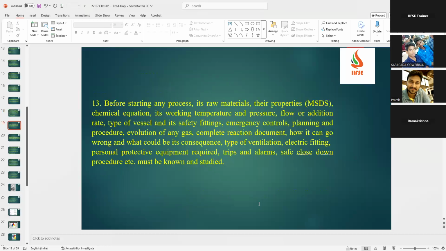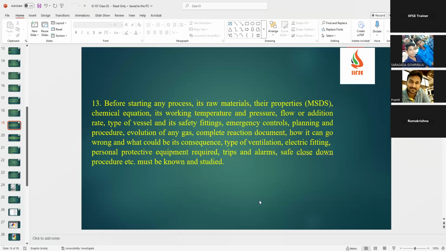Then before starting any process, you need its raw materials, their properties like MSDS, chemical equations, working temperature and pressure, flow or addition rate, type of vessel and its safety fittings, emergency controls, planning and procedures, evaluation of gases or complete reaction document, how it can go wrong and what the consequences would be, type of ventilation, electric fittings, personal protective equipment, trips and alarms, and safe shutdown procedure. When I say shutdown procedure, the emergency shutdown procedure must be known and studied.